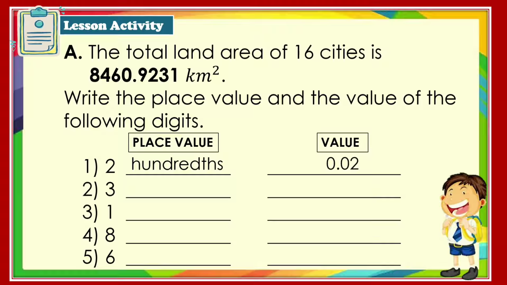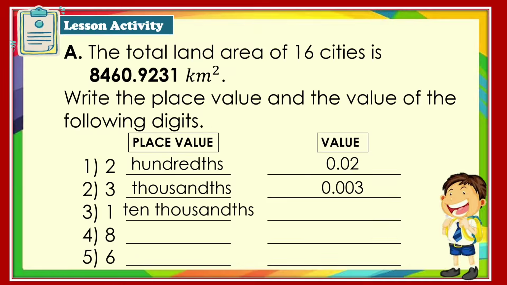Number 2, what is the place value of 3? 3 is the third digit from the decimal point. So that is thousandths place. And then the value, just multiply 3 times 1,000ths. The answer is 3 thousandths. Number 3, what is the place value of 1? 1 is the fourth place of the digit in the decimal part. That is, okay, 10 thousandths. And just multiply 1 times 10 thousandths. The answer is 1 10 thousandths.